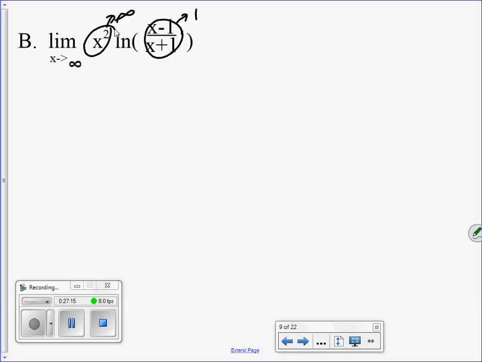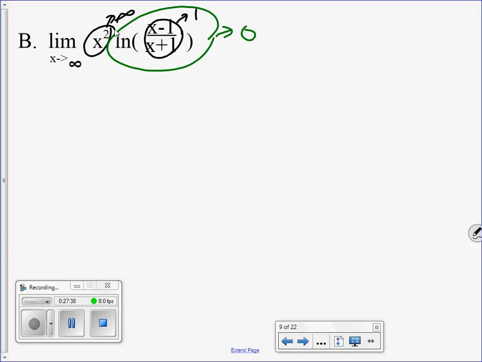And the ln of 1 is approaching 0. So infinity times 0, what is it? I knew you were going to say 0. I was waiting. I really hope this one's not 0, because it's going to be really bad if it is.